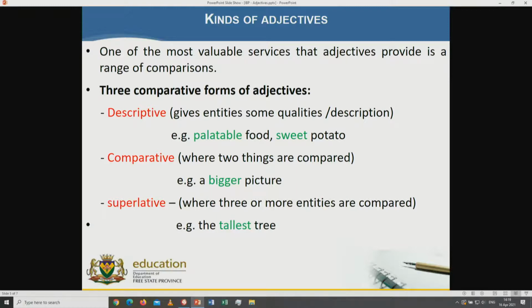Because they give entities some quality or description, or they give nouns some quality or description. Then the comparative is when you compare two things, and then superlative when you compare three or more things. That one I want to believe that now you got well. You got it so well.